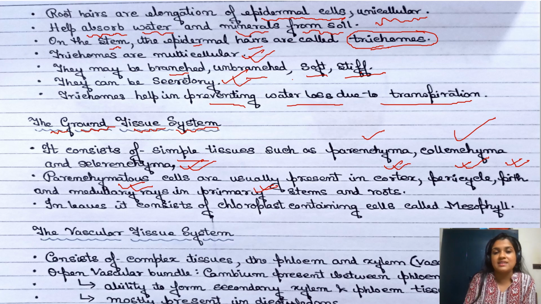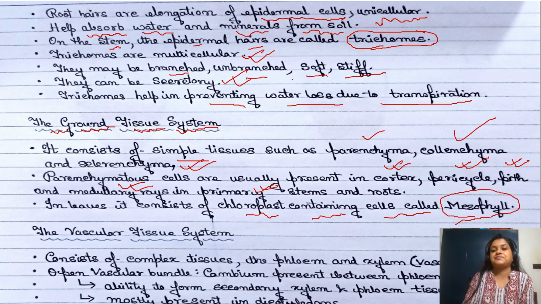In leaves, it consists of chloroplast containing cells called mesophyll. We will come across this when we learn about spongy cells and all these things in the leaf structure, the anatomy of leaf. Till now, what we need to know is that in leaves, it consists of chloroplast containing cells called mesophyll.